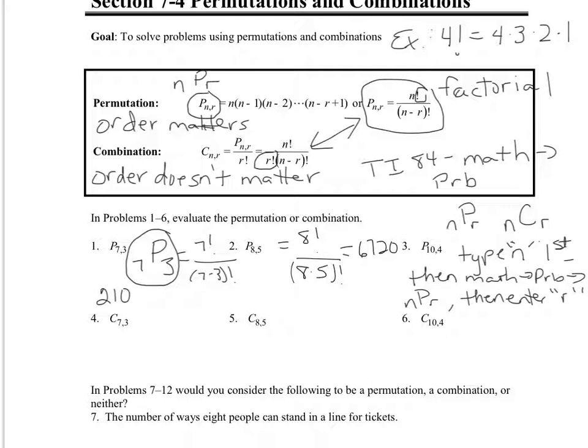So there would be 6,720 ways that you can choose 5 things when you're picking from 8 things. So in other words, there's 6,720 different groups of 5 that I could choose from that. And within these groups, order would matter. There's a difference between which one's number 1 and which one's number 5.